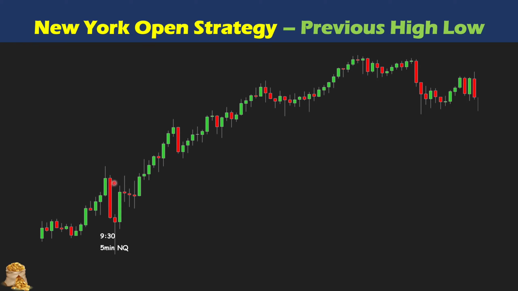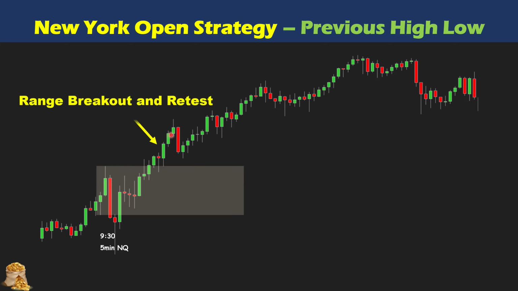After the open, you can see there's a range here. The market breaks to the upside and then goes down to retest the top of the range.